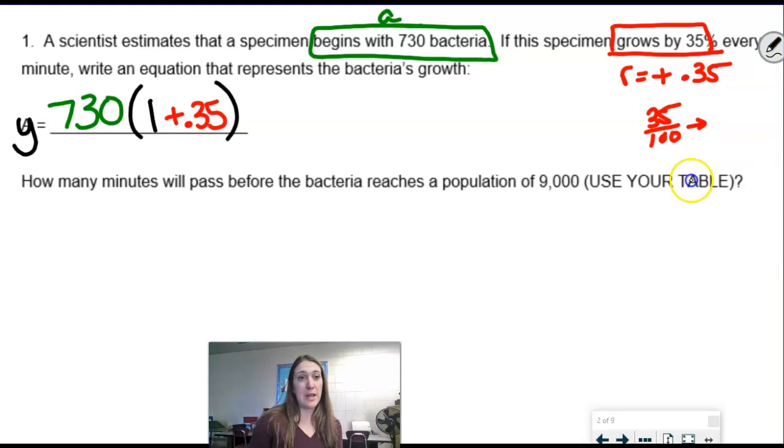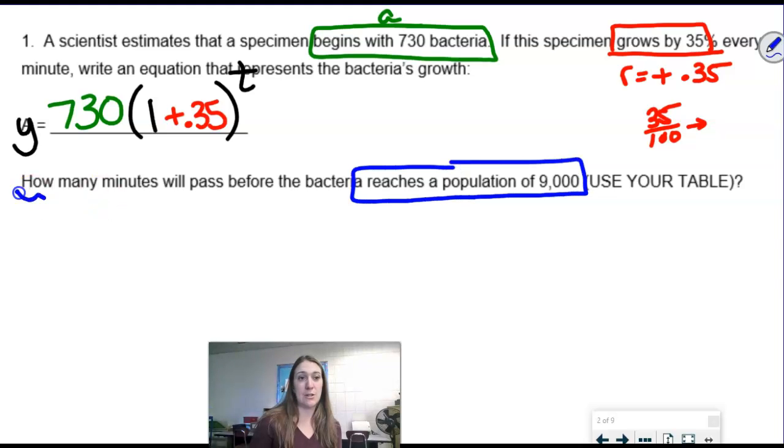And then they just want me to write a model, which means my variable here stays as a variable for now. So I'm going to use t, because that's what they had in my model, but if you used x, that's totally fine. So this next question, this is where the technology comes in. How many minutes pass before the bacteria reaches a population of 9,000? So how many minutes is the question.